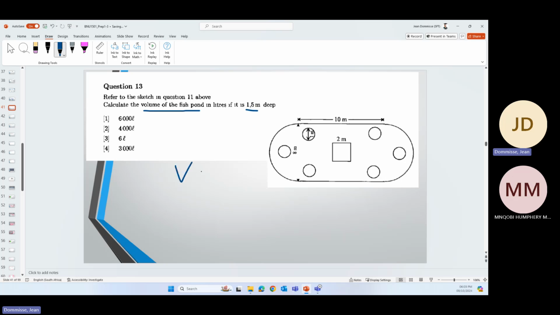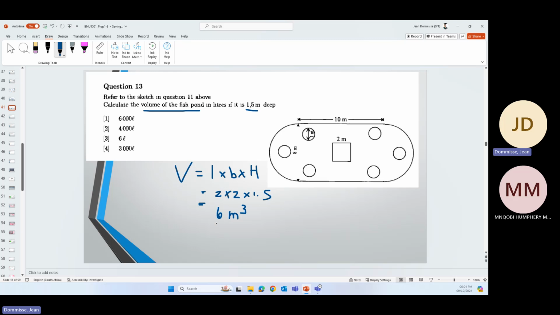So volume is equal to length times breadth times height. So we have it as 2 times 2, and they tell us the height is 1.5. So let's quickly check that out. 2 times 2 times 1.5. So that is 6 cubic meters.